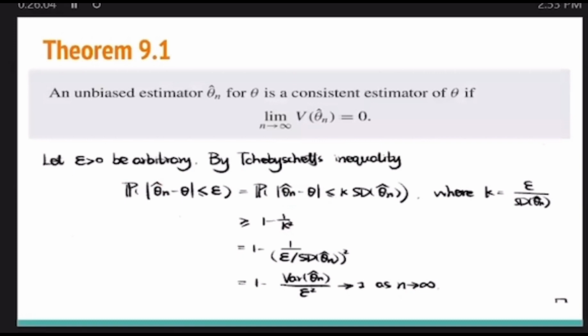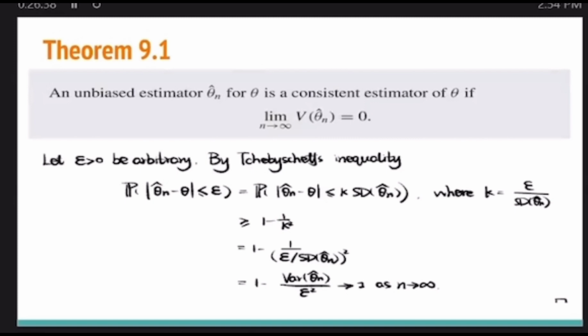Okay. Now, I want to focus. Let me tell you this. I can investigate the consistency of an unbiased estimator. I can also investigate the consistency of a biased estimator. If I want to investigate the consistency of an unbiased estimator, I will be focusing on the variance of an estimator. If I want to investigate the consistency of a biased estimator, I'm going to be focusing on the mean square error. Does that make sense?